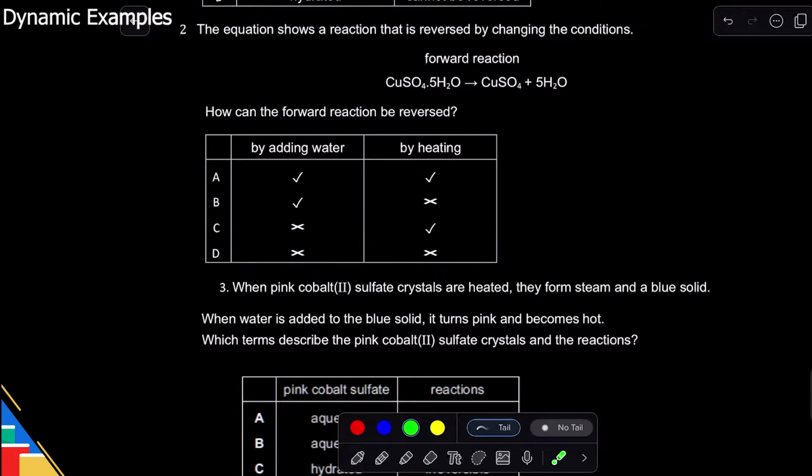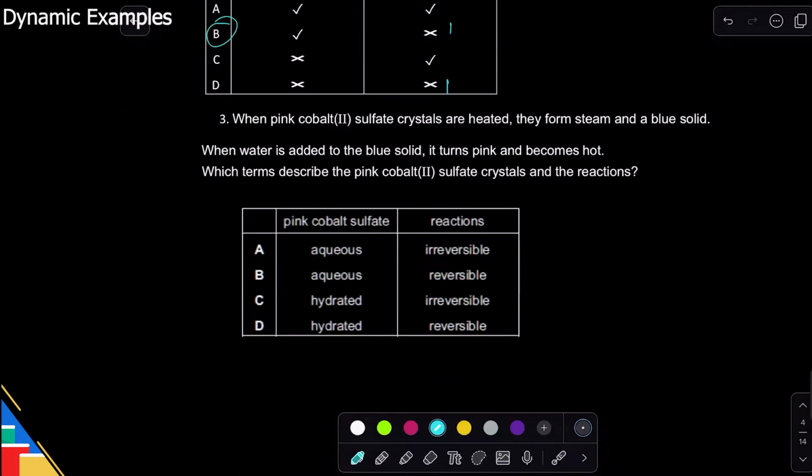So what do I want? To go forward, I need to heat it. To go backward, I don't need to heat it. So this one is wrong. So it's either this or this. In the forward direction, I don't need to add water. In the backward direction, I need to add water. So you add water, but don't heat it. B is the answer.